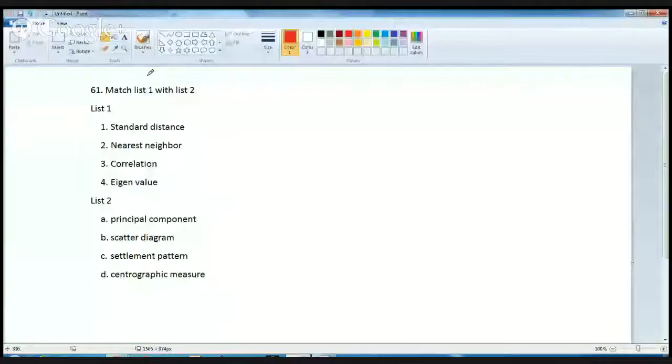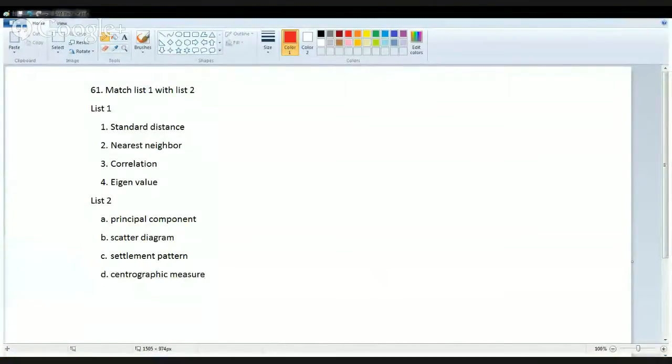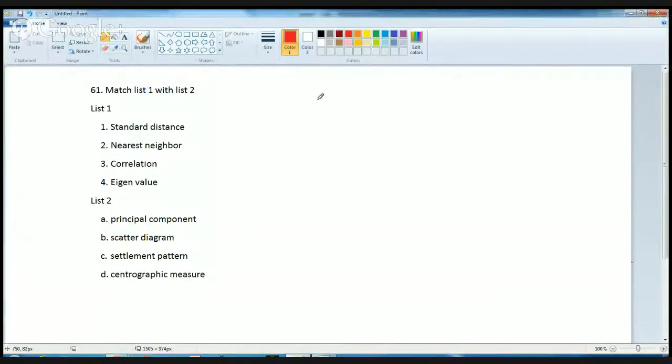The next question here was, we have to match list 1 with list 2 and see which of the following is the correct match. As we all know, nearest neighbor analysis is a technique used in the studies of settlement, so it talks about settlement patterns. Then you have eigenvalues. Eigenvalues are used in principal component analysis.